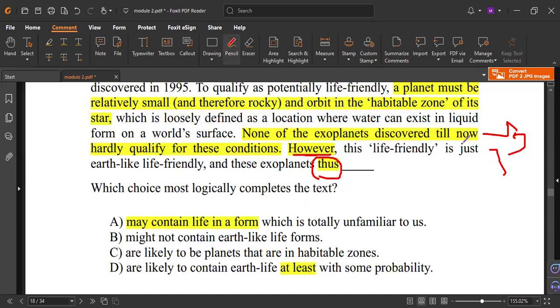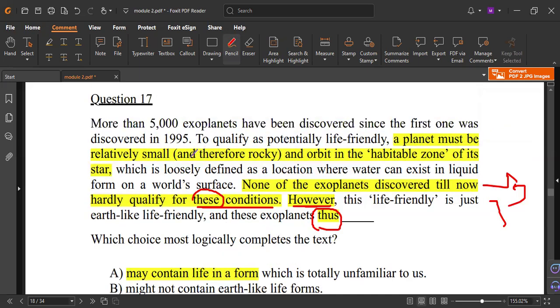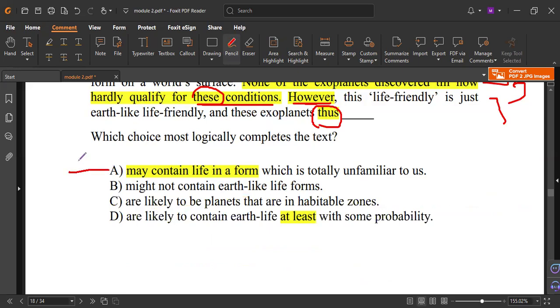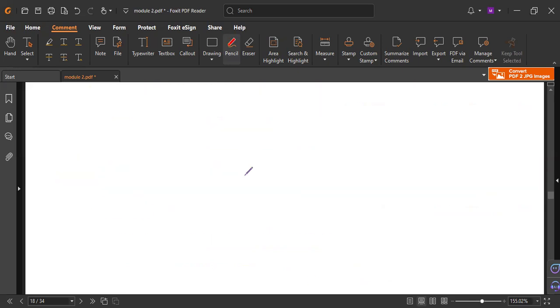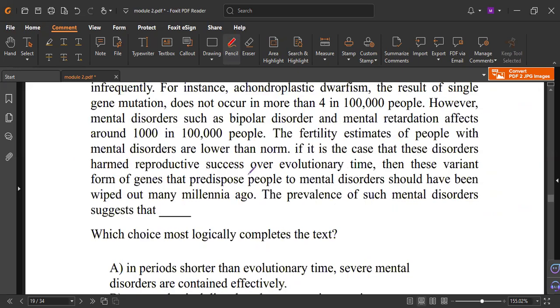Something else could help us. He said here for these conditions. He said these conditions. What are the conditions? Something mentioned before. That's why. So here letter A is the best answer. Now let's jump. Complete again. Let's read.